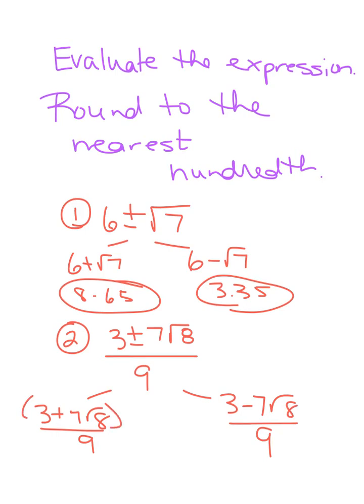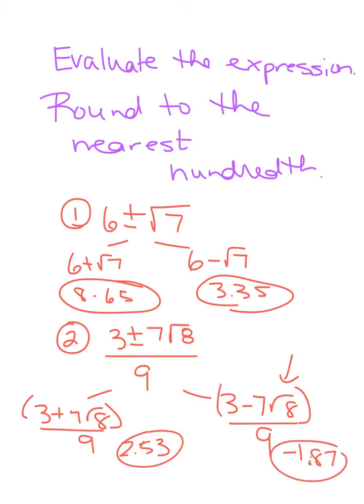So the first time I put this in my calculator, 3 plus 7 root 8 divided by 9, I get 2.53. And when I do it again with my negative sign, I get negative 1.87. So again, just remember that you need to figure out the numerator first, divided by 9, and be comfortable with the functions on your calculator.